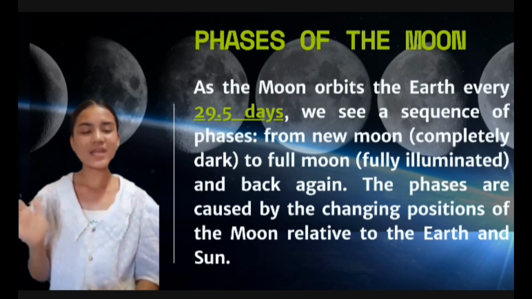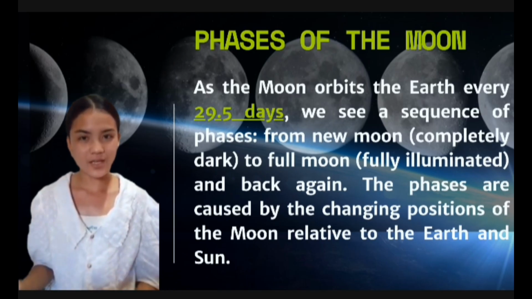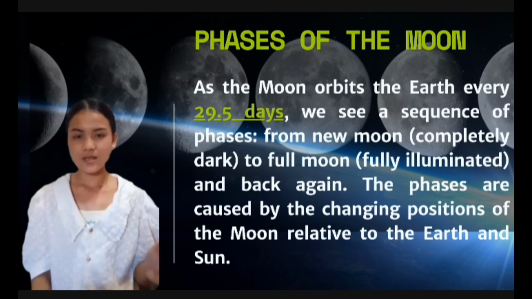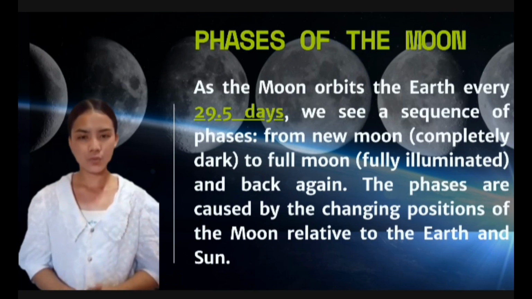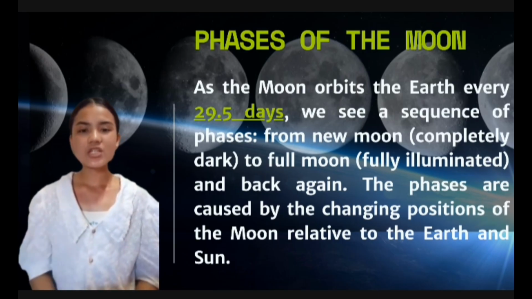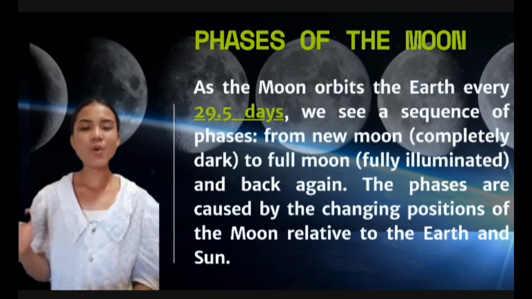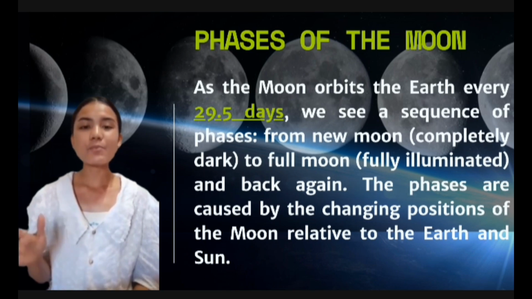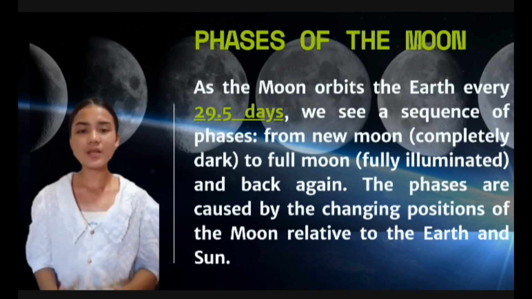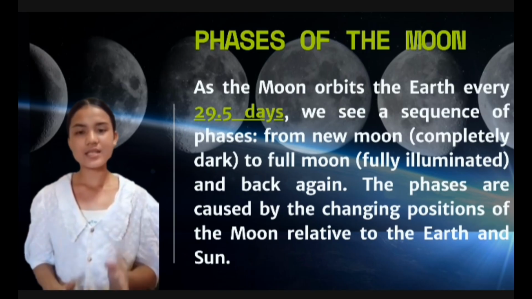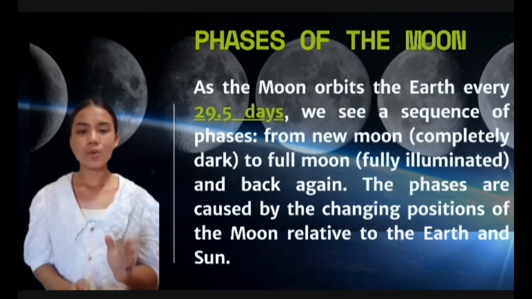So moving on to the phases of the moon. As the moon orbits the Earth every 29.5 days, we see a sequence of phases. These phases, ranging from a completely dark new moon to a fully illuminated full moon, are determined by the changing angles at which we view the moon's sunlit surface. As the moon revolves around the Earth, different portions of its surface are illuminated by the sun, creating the familiar phases we observe.